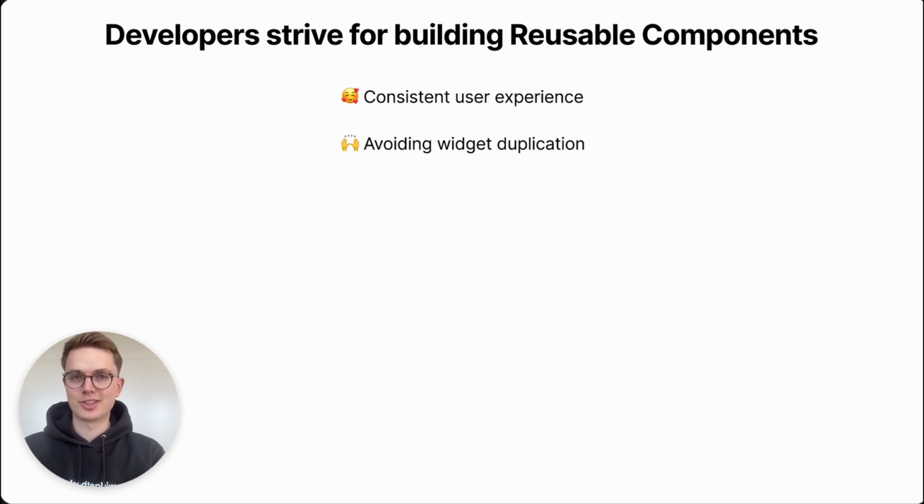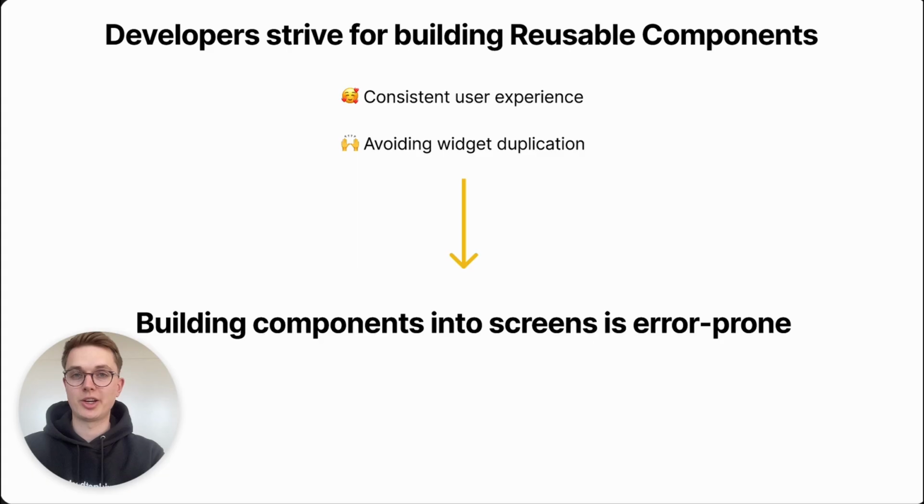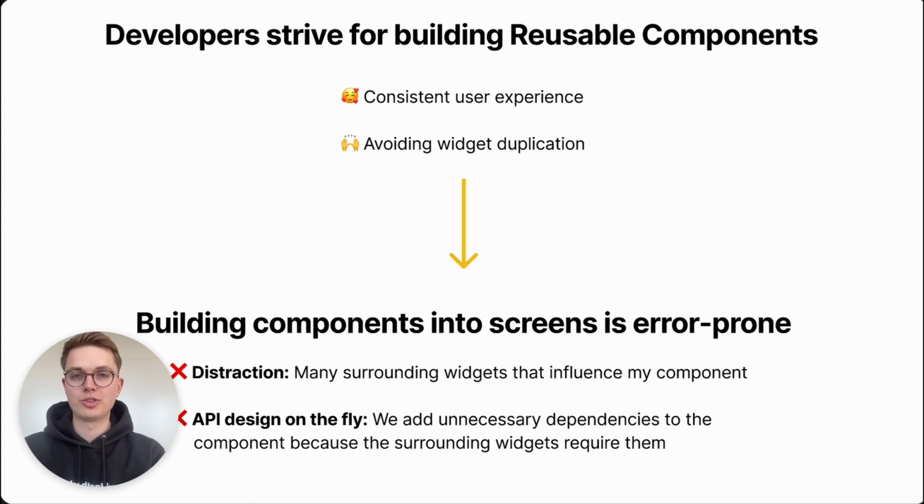How are we doing it nowadays? Nowadays, we're doing it by building our components straight into screens. And this approach is quite error-prone. It's error-prone because we are facing many distractions by surrounding widgets that can then influence my component. And because we have to design the API on the fly, we might add unnecessary dependencies to our components just because the surrounding widgets require them.